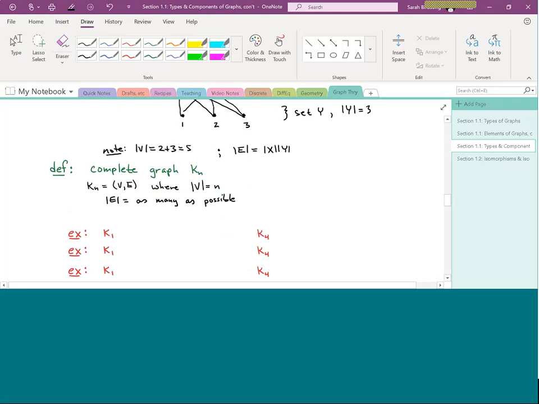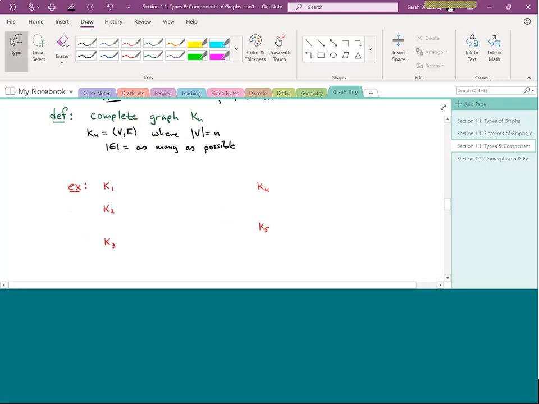But it's easiest to explain the complete graph if we actually look at some examples. So let me go ahead and we'll look at the first 5 complete graphs. Technically speaking, there is a K0. K0 is just, well, nothing. It's the empty set or the empty graph. You have no vertices, you have no edges.